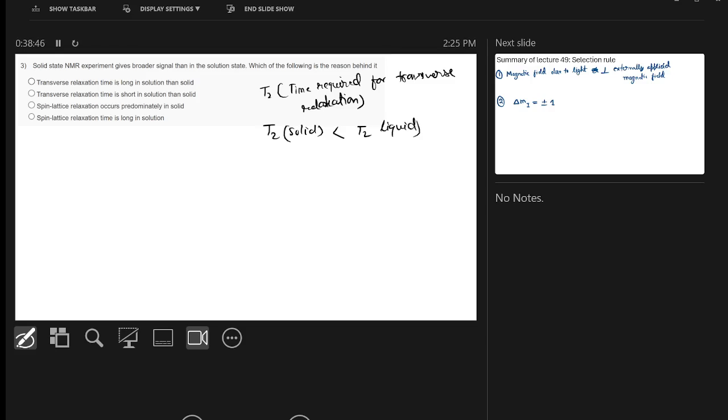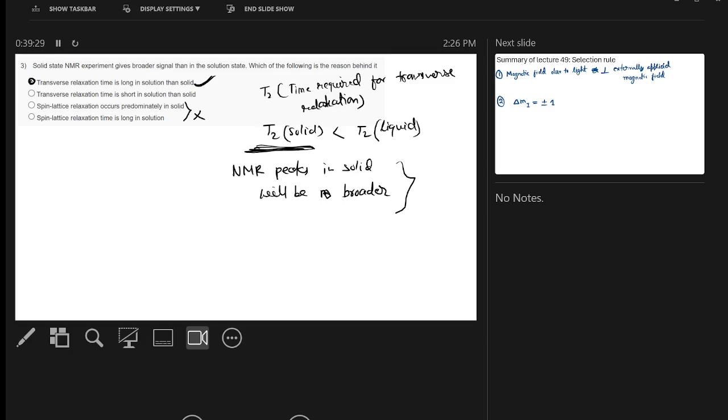So T2 for solid is smaller than for liquid. Why? Because of the wobbling, the molecules will wobble and so on. So because of this small T2, the NMR peaks in solid will be broader. So the transverse relaxation time is long in solution than in solid. This is correct, the first one. The width of the signal is not related to the spin lattice relaxation, so both can be discarded.